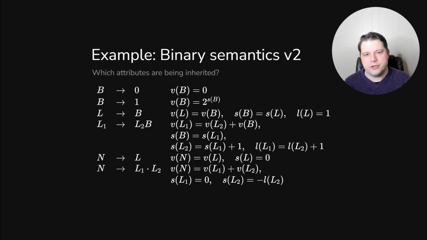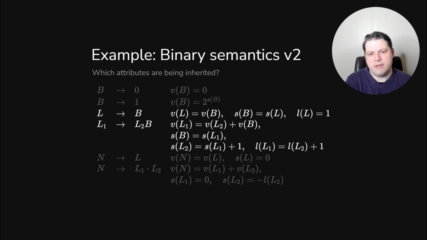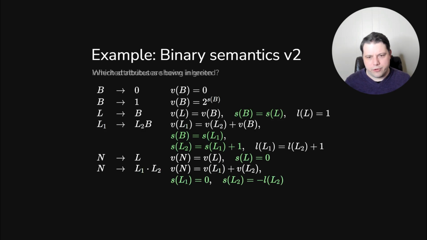So these are the semantics here. And again, you don't need to understand, you can look at it later if you like, what the exact calculation is and how that does arrive at the result. But let's think about which of these are being inherited. Here we're calculating the value of B based on S of B, or just hard coding 0. Here we're calculating the value of L based on the value of B, and the scale of B based on the scale of L. So that's going in the other direction, and so on and so forth. If you were to highlight exactly which ones are inherited, I think you'd get this.